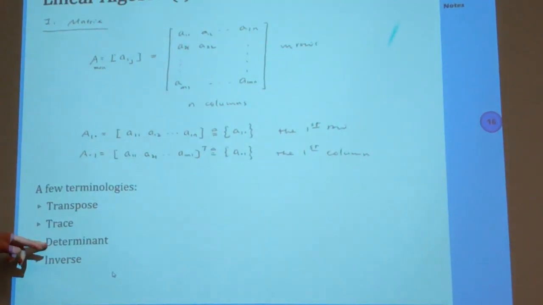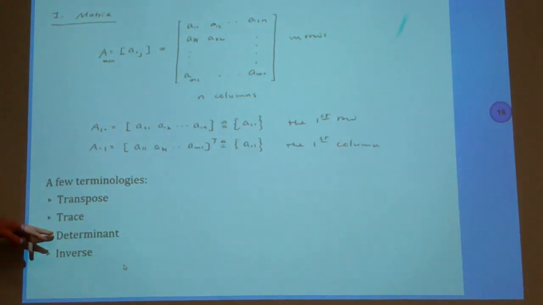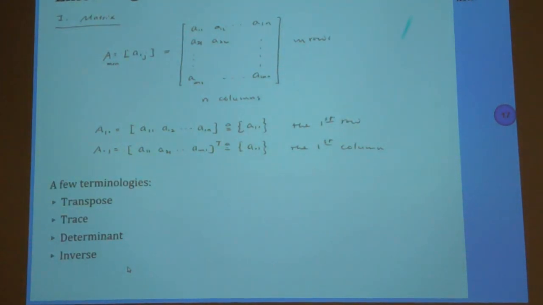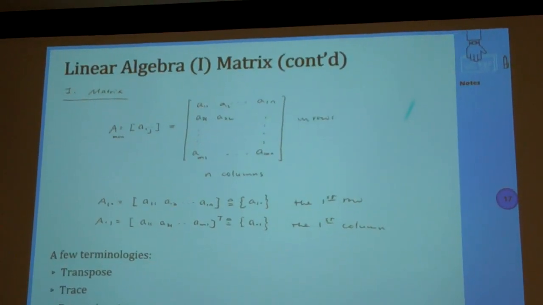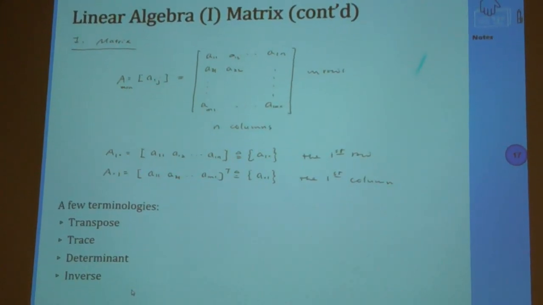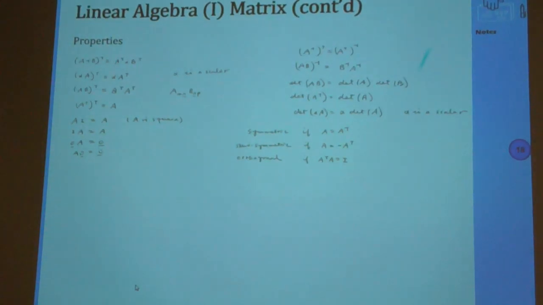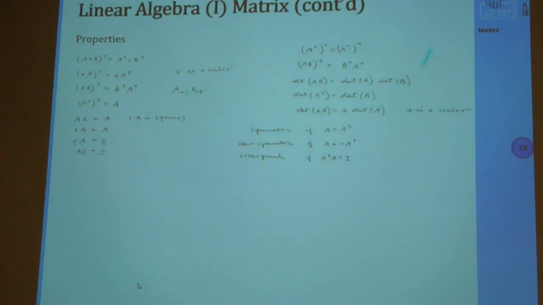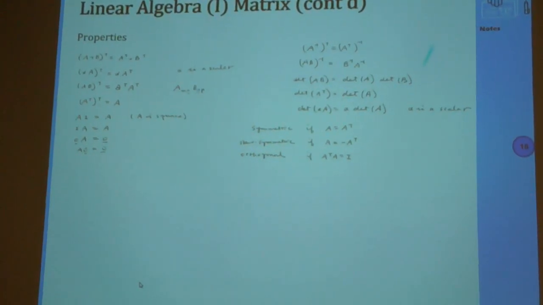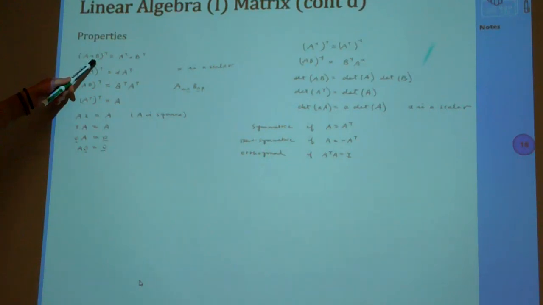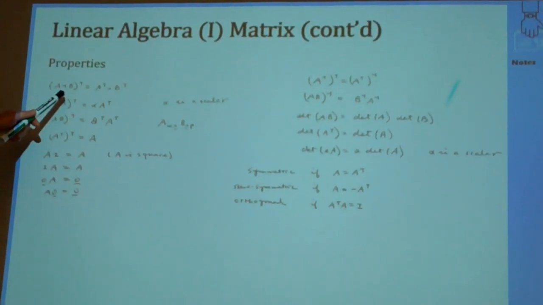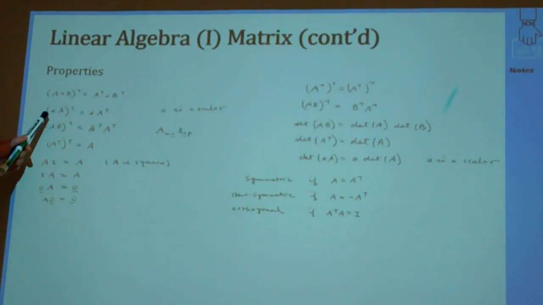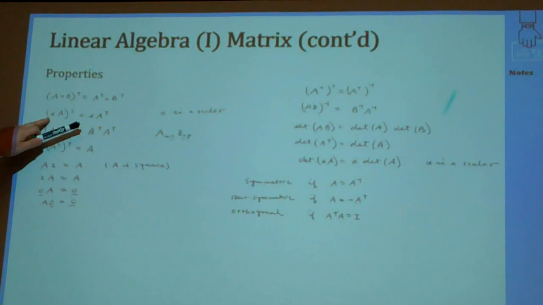And the trace, determinant, inverse: the trace is not important. Determinant and inverse I'm going to introduce on the next page. The determinant will be introduced later. So these are the basic properties. For the summation of two matrices of the same size, the transpose is applied individually, so it follows the distributive law. And alpha is any constant.